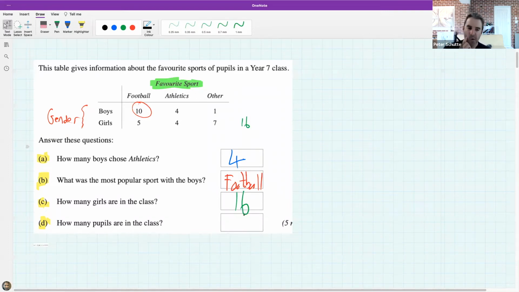Okay, now, the last question is how many pupils are there in the class? And there's something that I have to do. When I've got a table, it gets quite hard to work with unless I've got certain additional information. And I was wondering if someone can help me get to D. How am I going to do that?